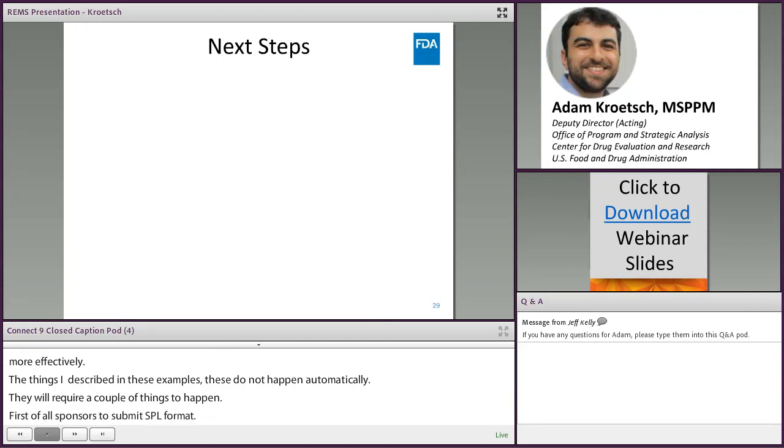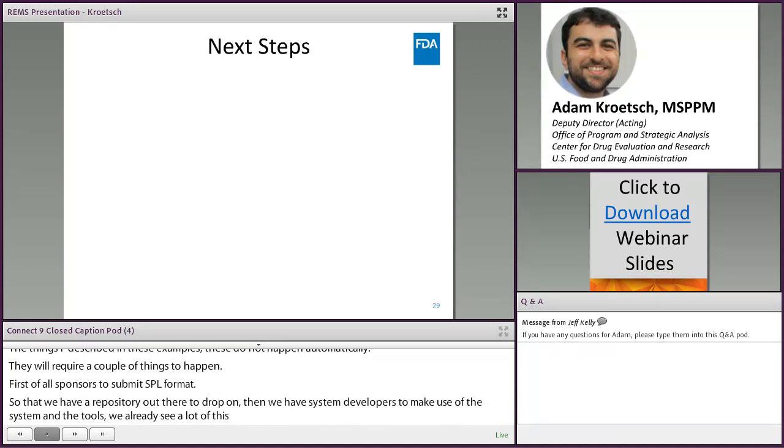The good news is we already see a lot of this happening with SPL for labeling, and we're optimistic that it will continue to happen for REMS. And we do hope that these examples show you why it would be so valuable for REMS SPL to start getting incorporated into these systems and the power that SPL has to make REMS data more useful, accessible, and integrated.